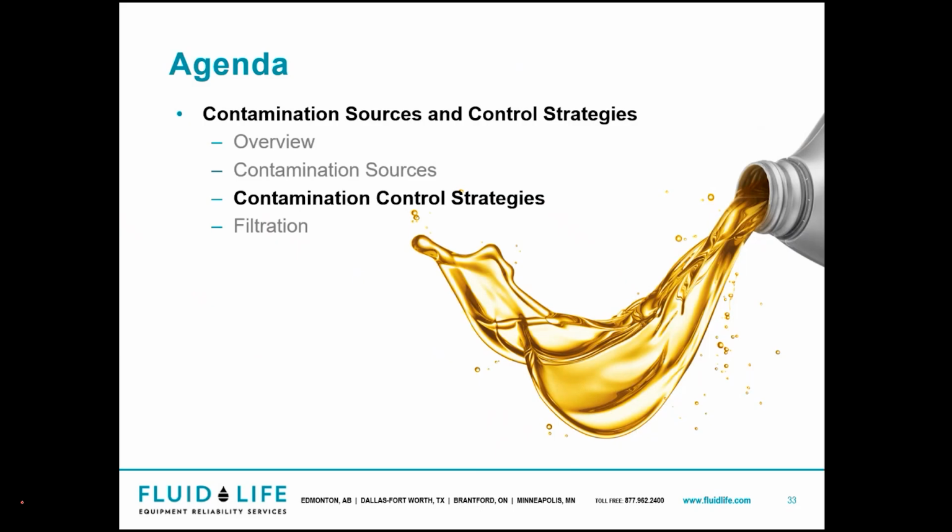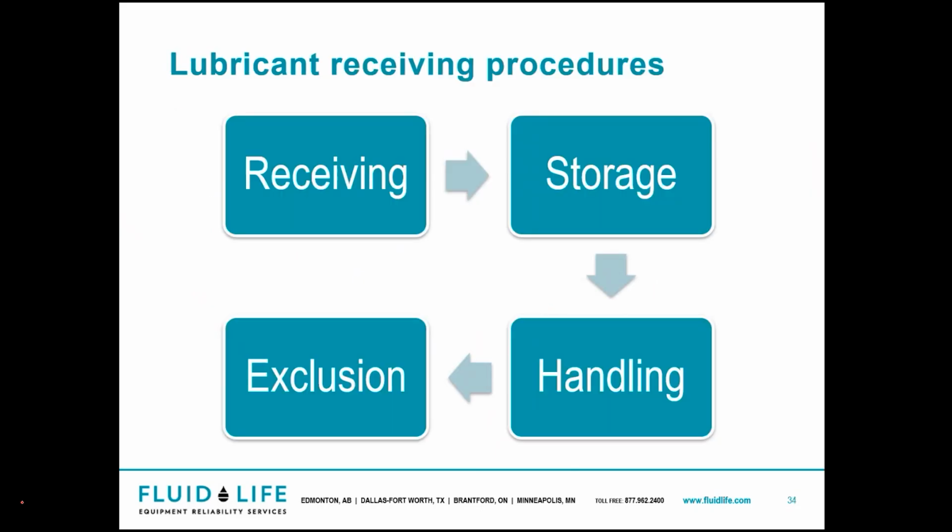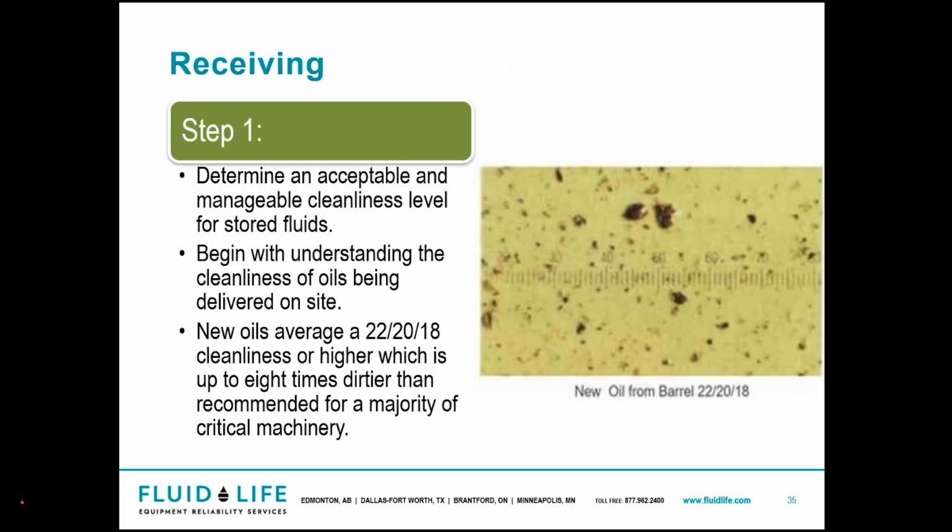Control strategies. So it's a four-step process. You're going to receive your oil, you're going to put it into storage, you're going to handle it, and you're going to keep contaminants out of it. So set a standard and test against that standard. Both dealers may clean out their tanks if they find out you guys have been sampling. What gets measured gets managed.